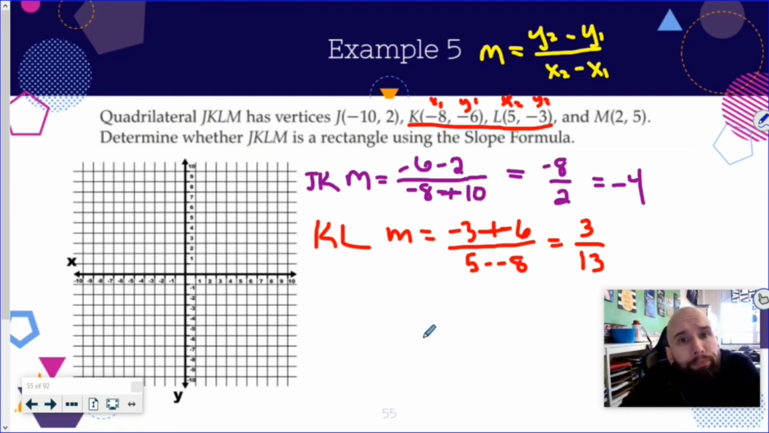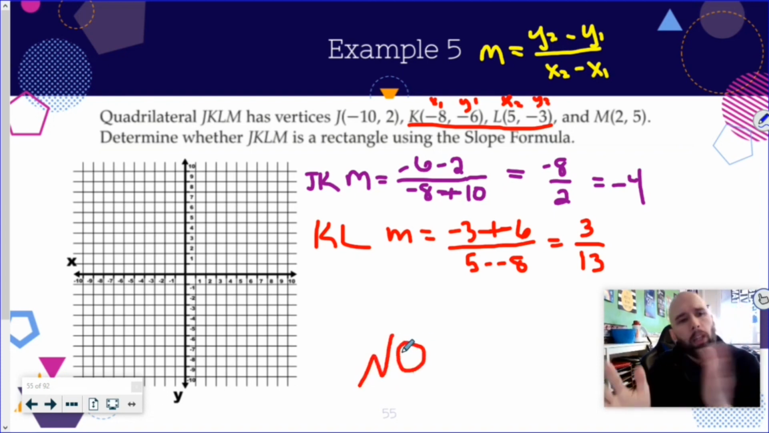So I'm done. Why am I done? These two are different. And so if they're different, then they would have to be negative reciprocals of each other. Last time I checked, 3 over 13 ain't no negative reciprocal of -4. So is this a rectangle?